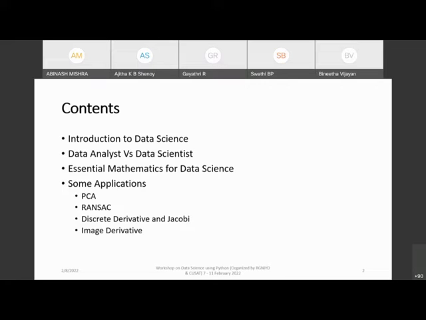Whatever mathematics you have learned at your +2 level or degree level is sufficient for you to have knowledge in data science, or to apply to data science problems. So rather than discussing the definitions and all, I will discuss 3 applications in which you can see how exactly this mathematics is applied. So these are the contents of today's talk.